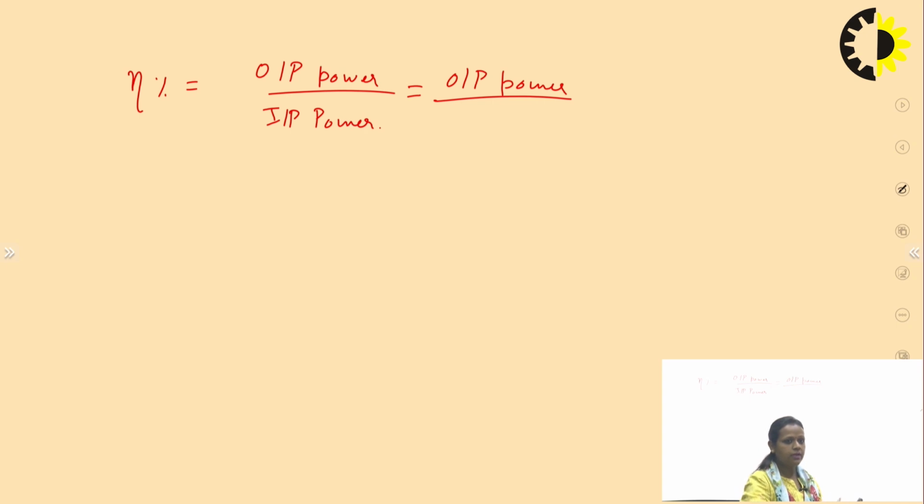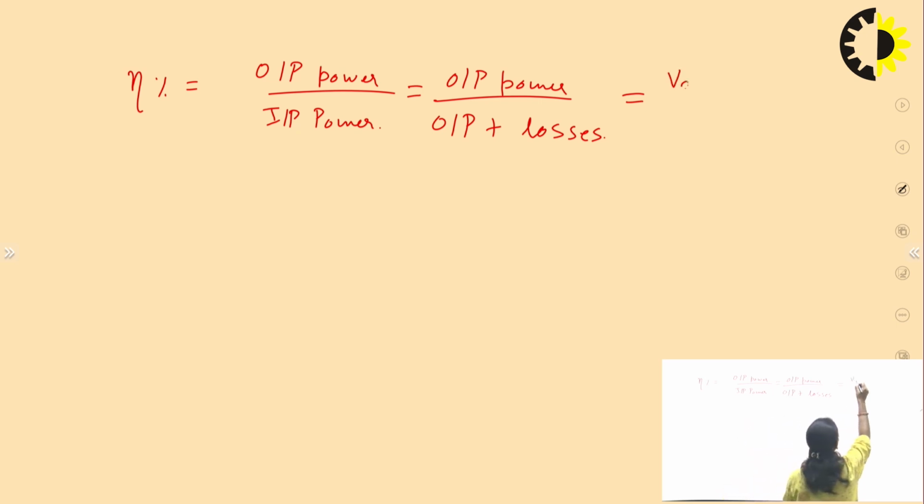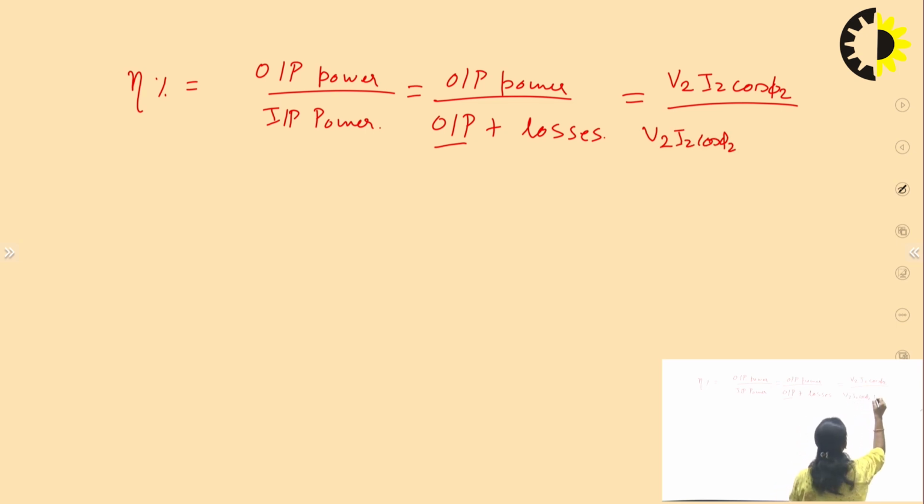Because whatever input we are giving to the transformer, we are not getting that as output, right? There are some losses also. So we can write input power is equal to output power plus losses. And what are the losses in transformer? We know that the losses in transformer are the iron loss and the copper loss. And what is the output power? Output power is V2 I2 cos phi 2, so we write V2 I2 cos phi 2 plus losses.